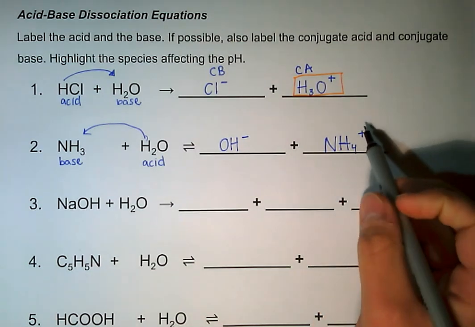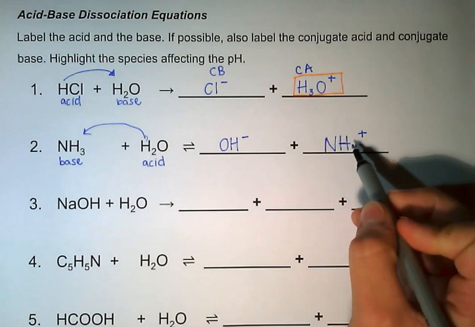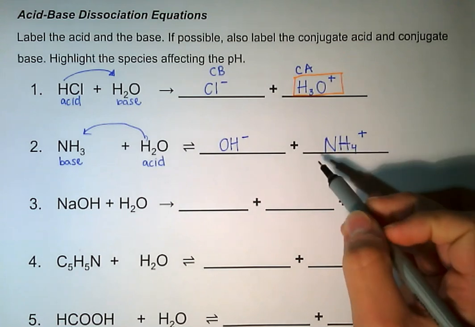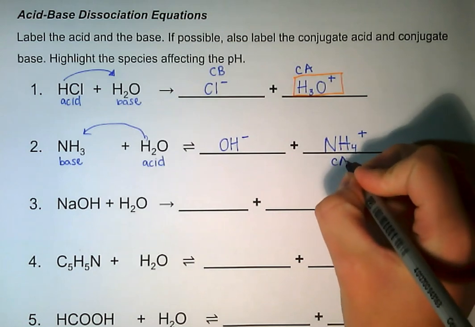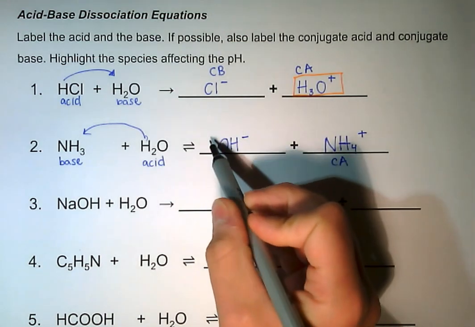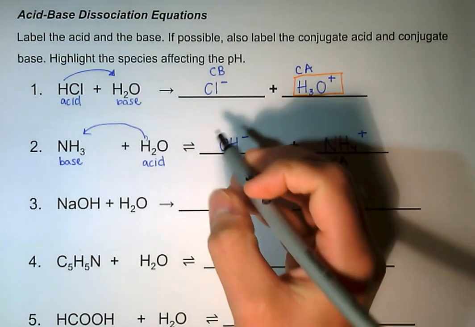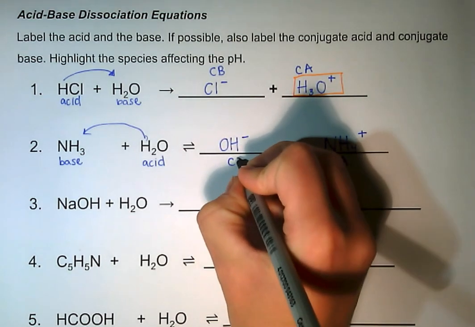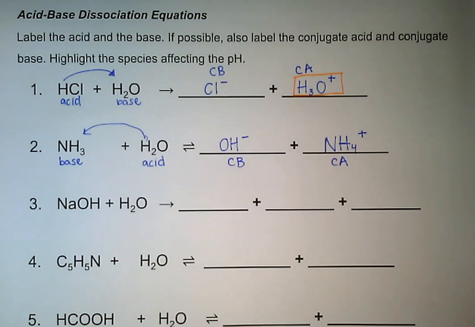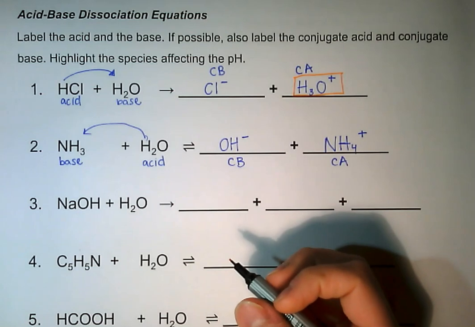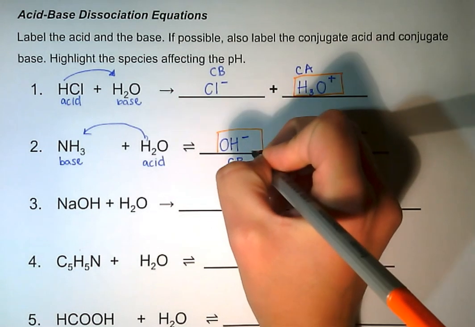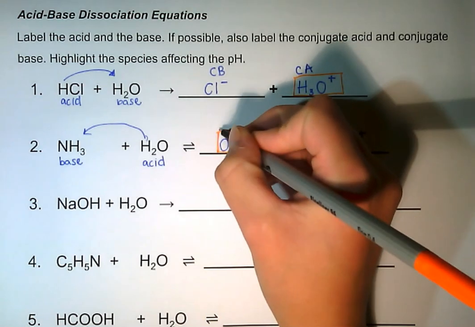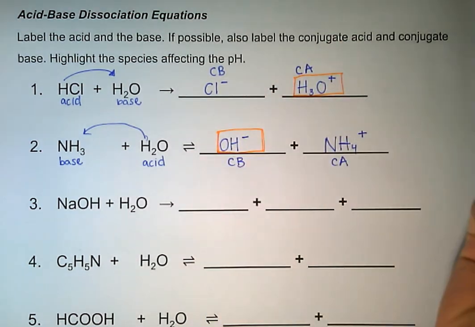And so NH4+ now would have an extra proton to donate, so this can now behave as the acid. I'm going to label it conjugate acid, and then OH- could receive that proton, making it the conjugate base. And then finally, we need to highlight the species that's contributing to our pH value. And so that would be our OH minus.